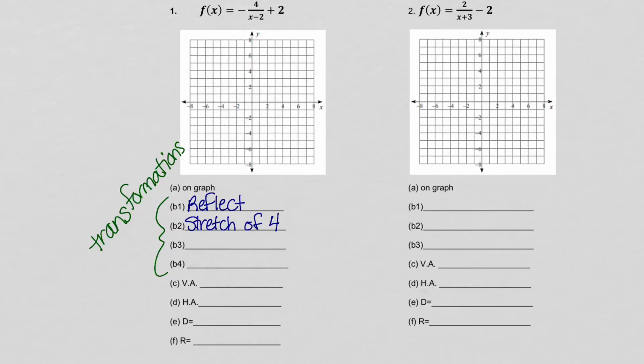Grouped with x, so this is what moves us right and left. So it's an x minus 2, which means I'm going to go where x is positive, so that's to the right. So I'm going to go right 2.